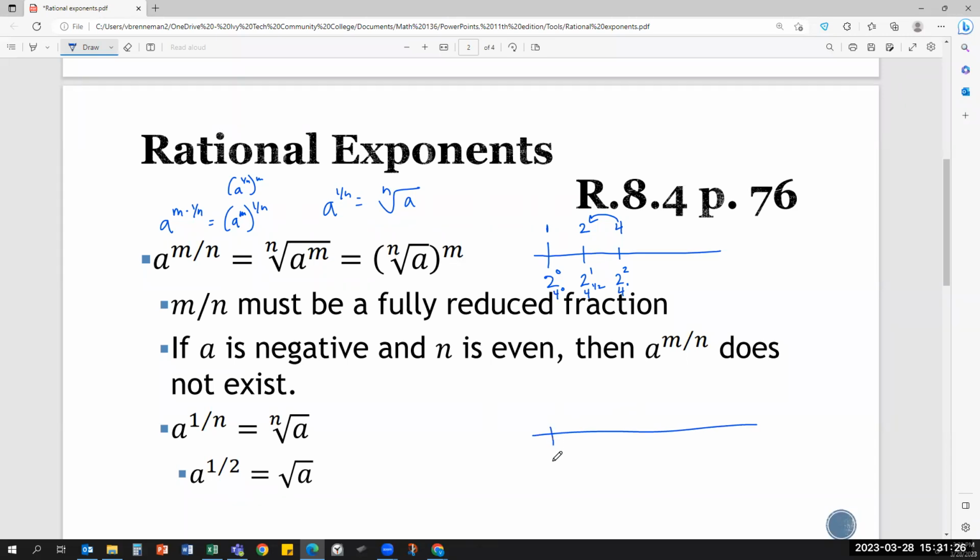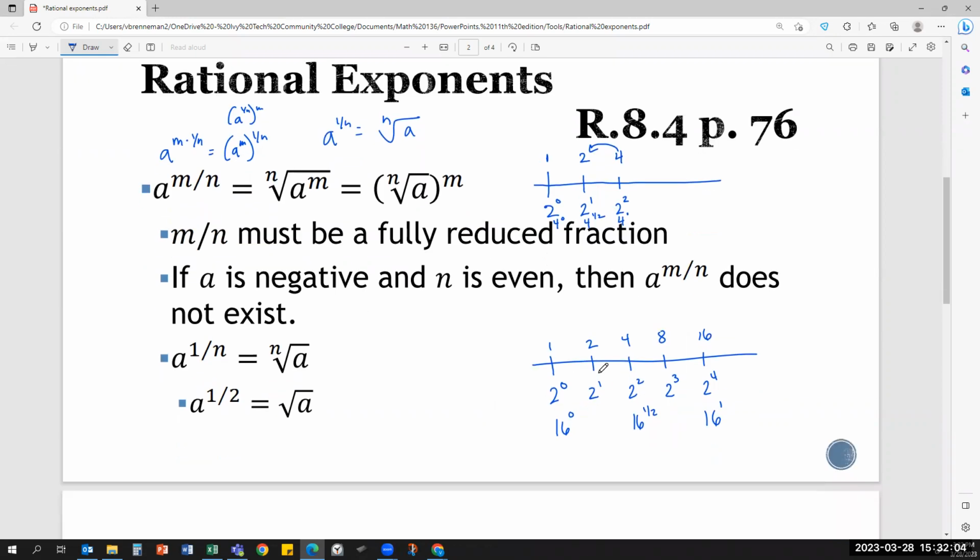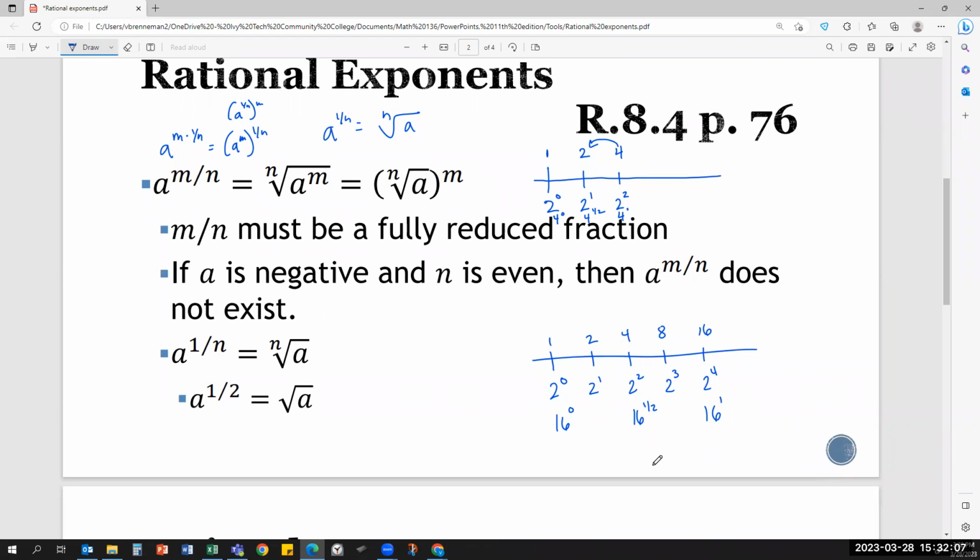Similarly, 2 to the 0 is 1, 2 to the 1 is 2, 2 to the 2 is 4, 2 to the 3rd power is 8, 2 to the 4th power is 16. This gives a little more to work with. So you can see 16 to the 1/2 is 4, 16 to the 0 is 1. So you see again the square root of 16 being halfway between, on this powers of 2 number line, 16 to the 0 and 16 to the 1.